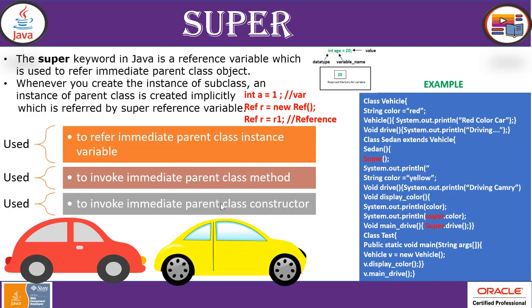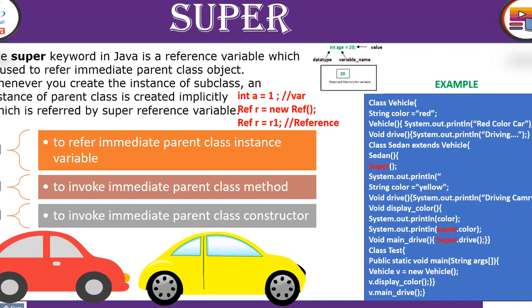Next, let's come to the super keyword. The super keyword in Java is a reference variable which is used to refer to the immediate parent class object. Now when we say reference variable, it's very important to understand, and it's a very vast topic. We'll cover it in the next session soon. But for now, let's try to understand what a reference variable actually is.